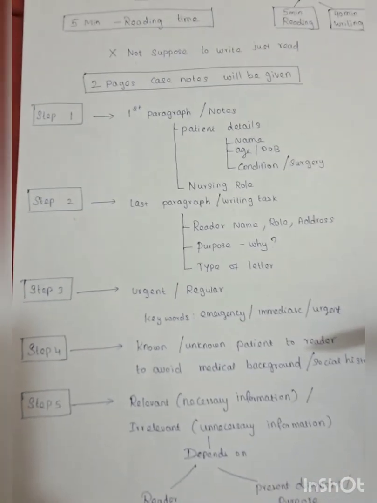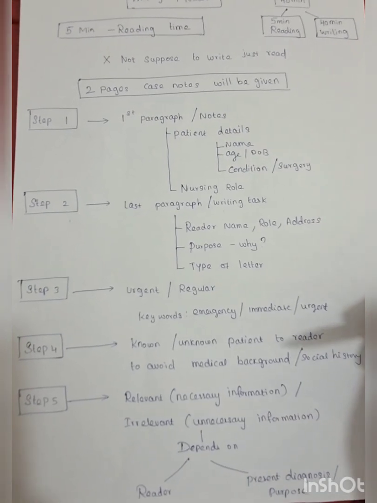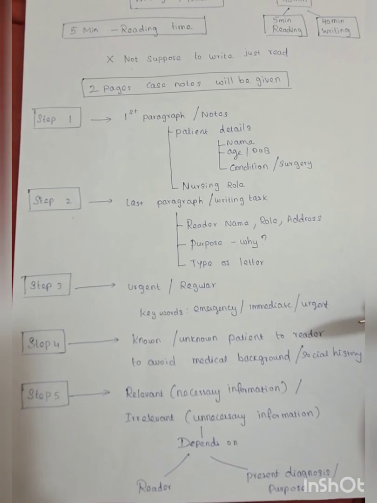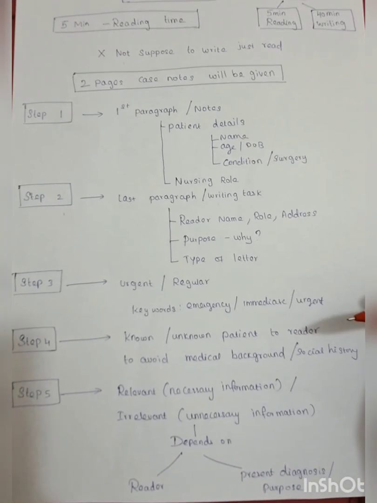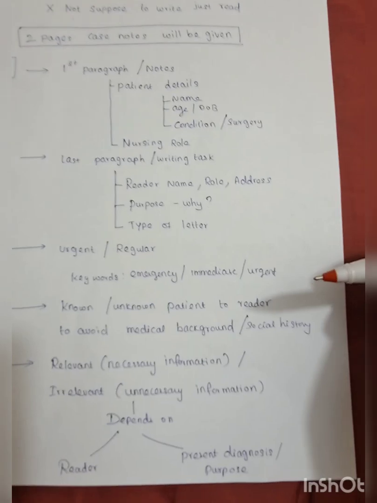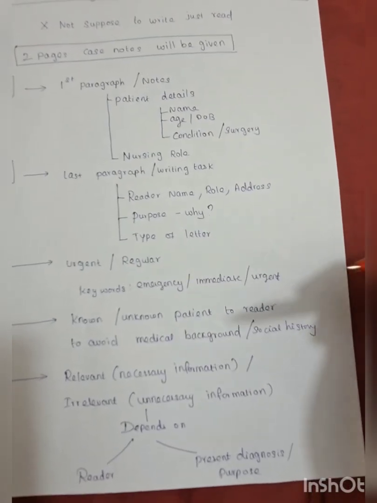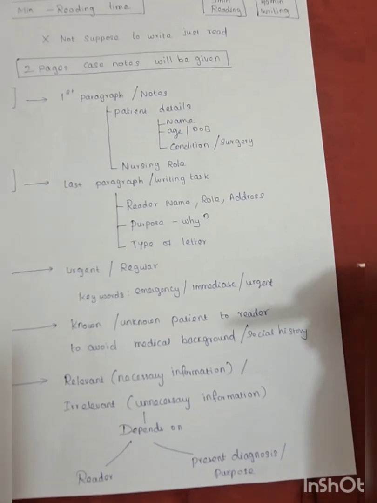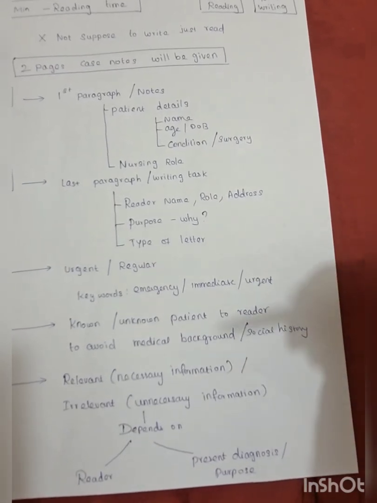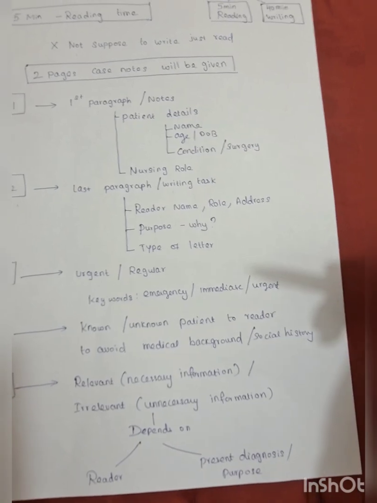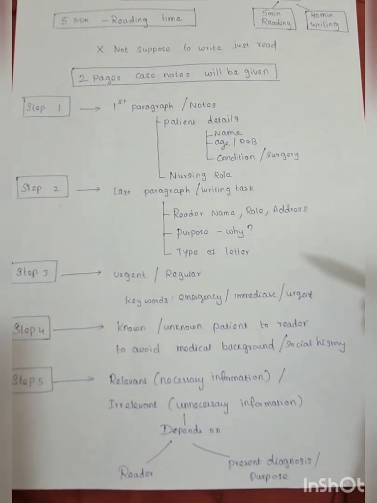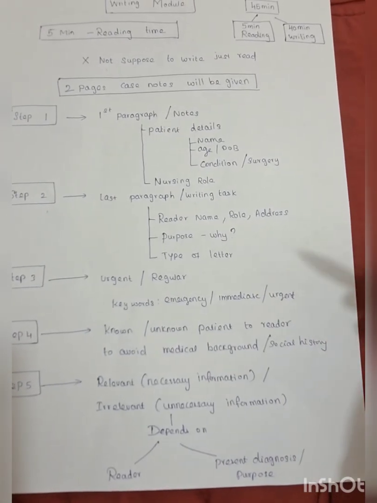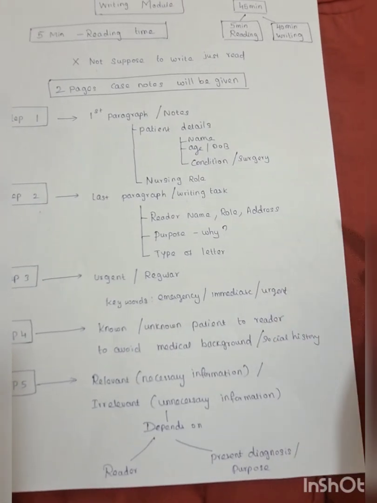And then comes your fourth step: whether the patient is known to your reader or not. Known to your reader means, for example, the patient is from a particular nursing home. He had an asthmatic attack and got admitted to your hospital. He was under your treatment and he is well now, and you are transferring or just discharging him back to the same nursing home.